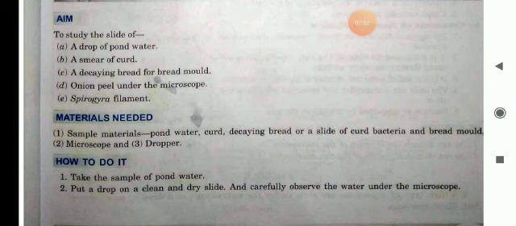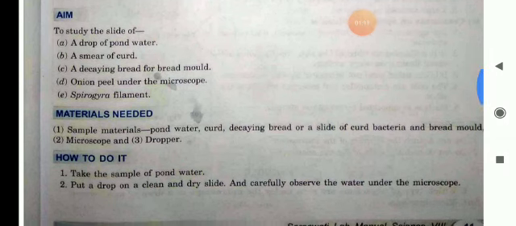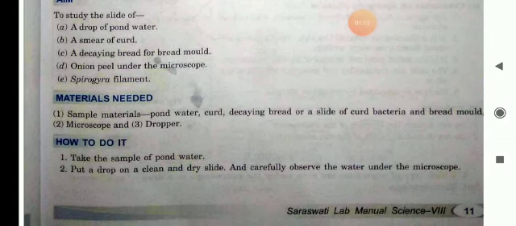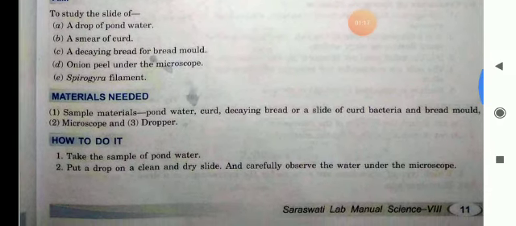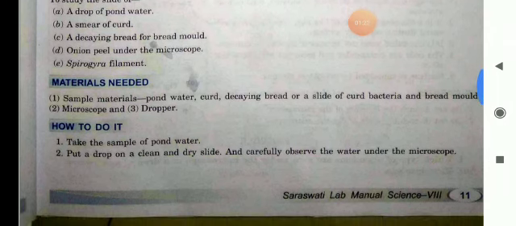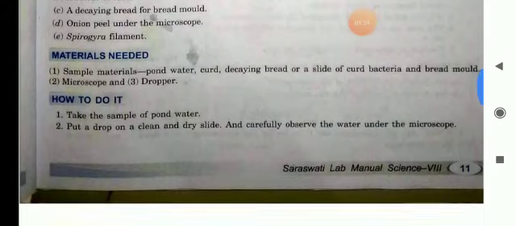Slide is, two types of slides are there: permanent slide and temporary slide. Permanent slide is available in the market, only you have to see it under a microscope. And temporary slide is the slide which we prepare on our own. So here you have to prepare your own slide. It is a rectangular piece of glass on which we put the specimen, and then we see it under a microscope.